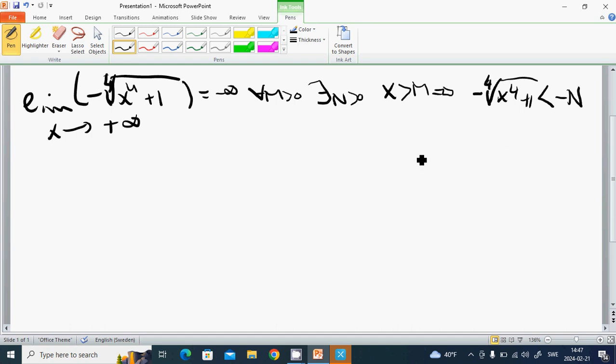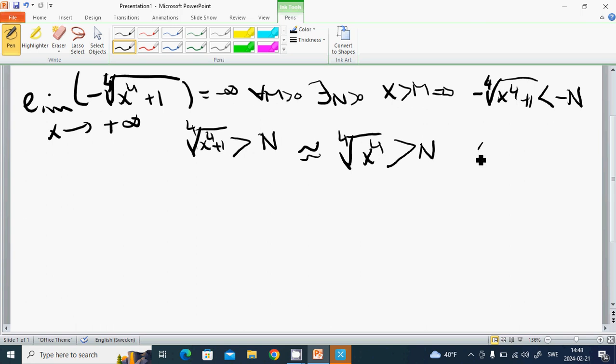No, no. Then the fourth root of x to the fourth plus 1 is greater than n. But x is positive, x goes to infinity, and this part is greater than the fourth root of x to the fourth, which is greater than n, then x is greater than n, and m is greater than or equal to n.